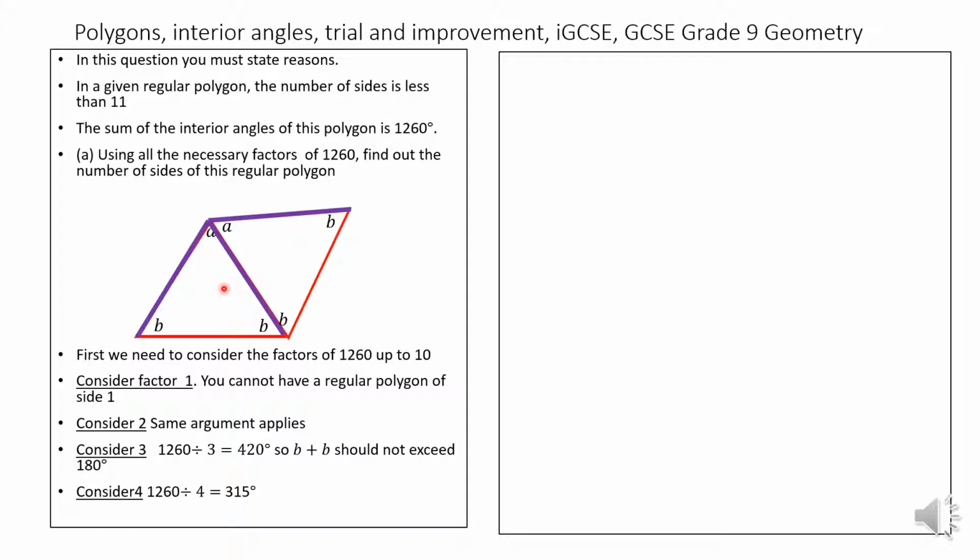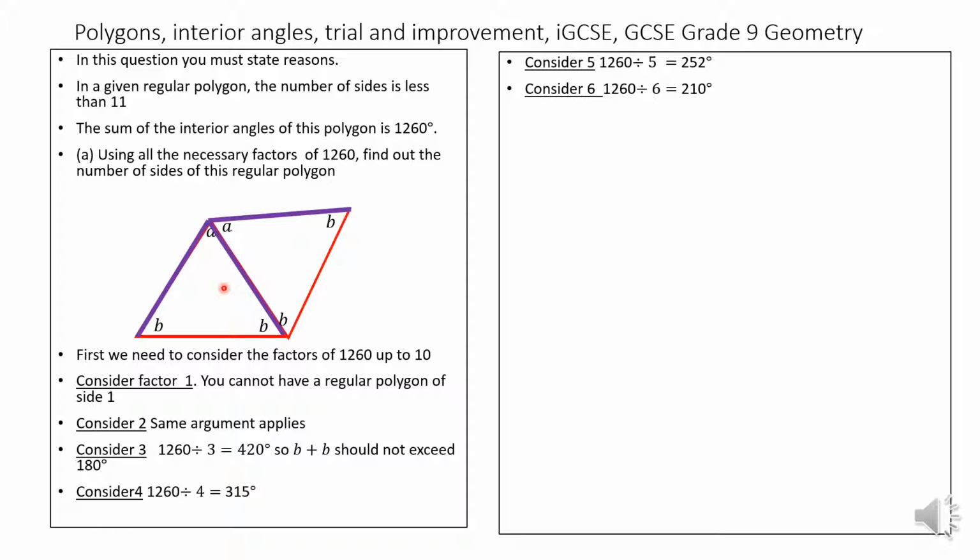And if we divide 1260 by 4, we get 315. The same argument applies. You cannot have two angles of a triangle adding up to 315. So that won't happen. Okay, again, considering the possibility of this polygon having 5 sides, if we divide 1260 by 5, we get 252 degrees, and again, that is much more than 180. So that's not right. This polygon does not have 5 sides.